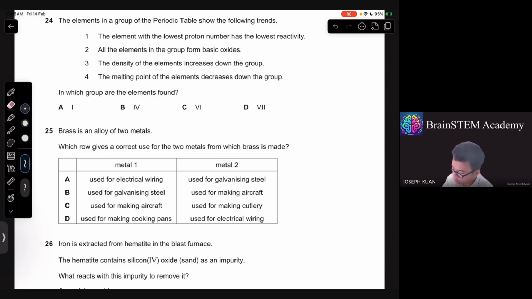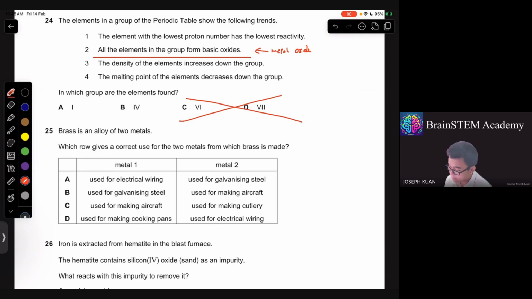So, first clue is statement 2. Basic oxides are formed from metal oxides. So that pretty much tells us that it is unlikely to come from group 6 or group 7, or even group 4, in fact. So answer is A, because A is our alkali metals.